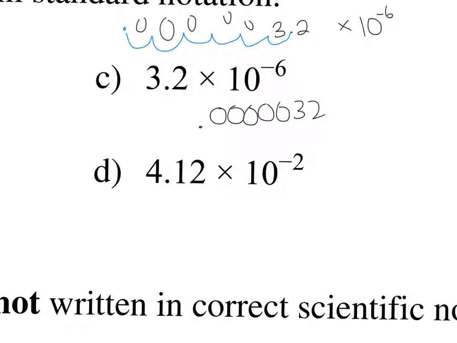And then letter D, 4.12 times 10 to the negative 2. Move it over, 1, 2. So it's going to put a 0 in here, so it's going to be 0.0412.